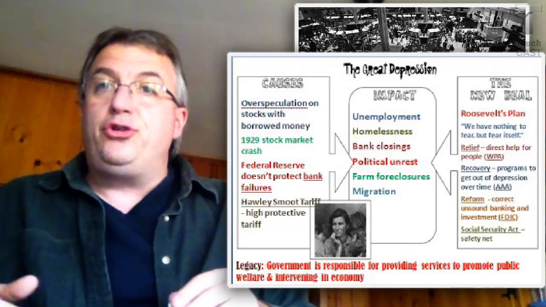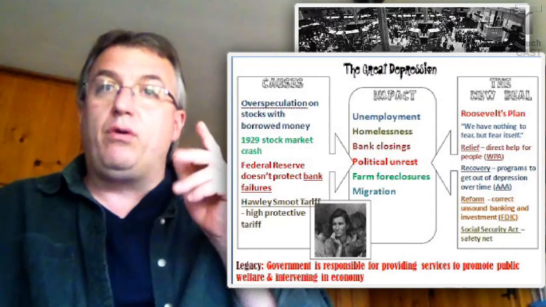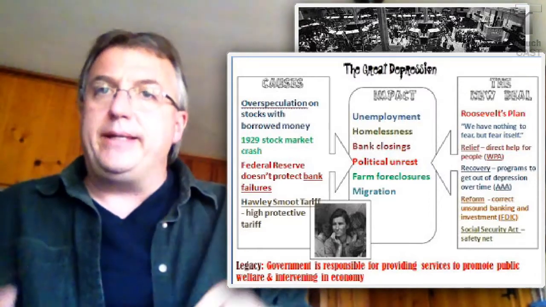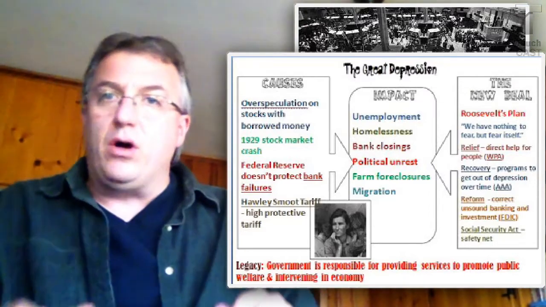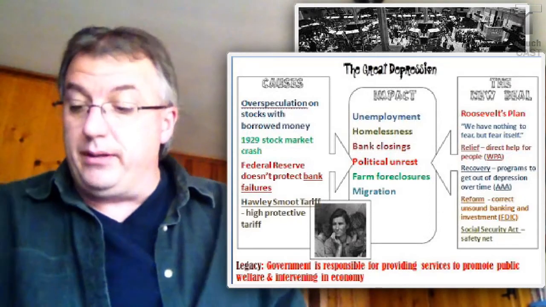Okay, Unit 8, Lecture 2B. I'm going to continue where we just left off. I threw up a little graphic organizer where you want to write that down, get some of the important stuff on there: the causes, the impact, and the New Deal, which we'll talk about in a little bit.